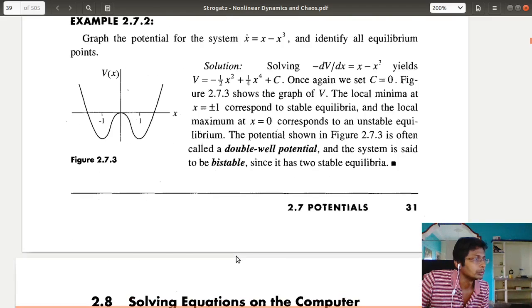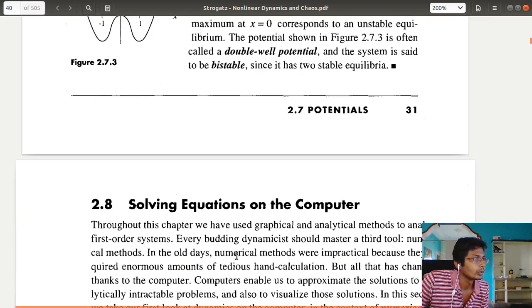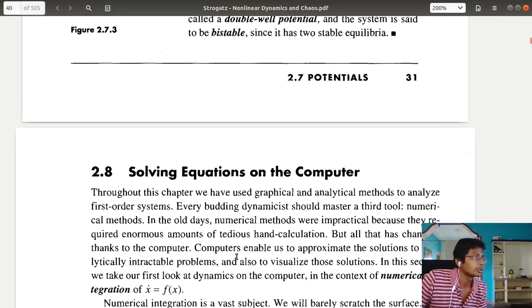And now the next topic is solving equations on the computer, and this part we are going to omit. I'm going to leave that as a reading assignment. That's the last topic of this chapter. So with that we have completed this chapter, and in the next video we'll discuss the next chapter. Okay, thank you.